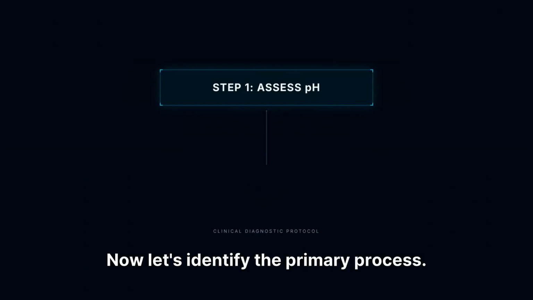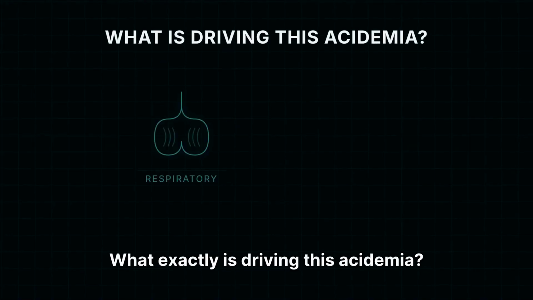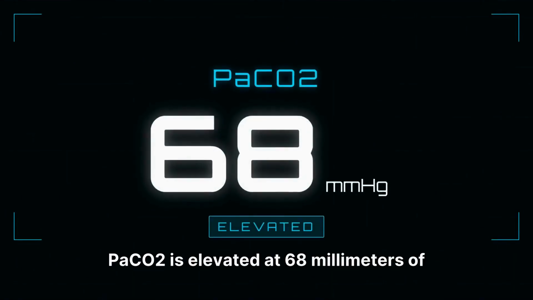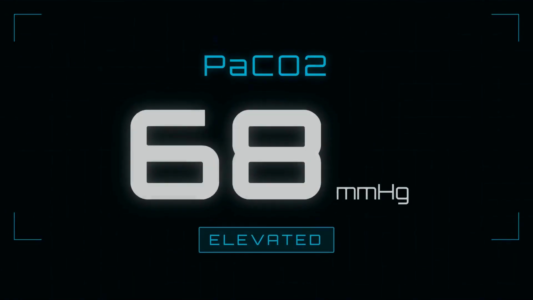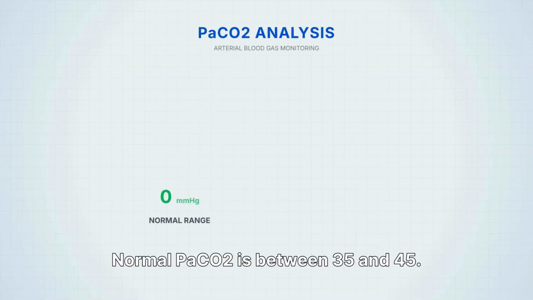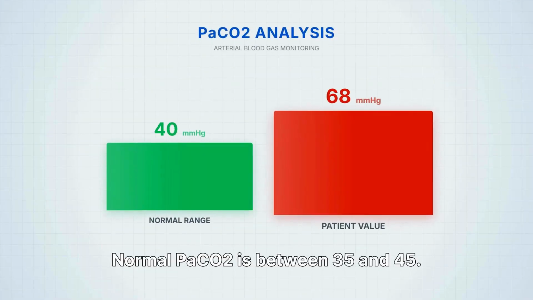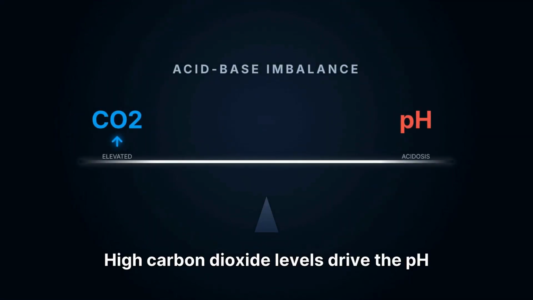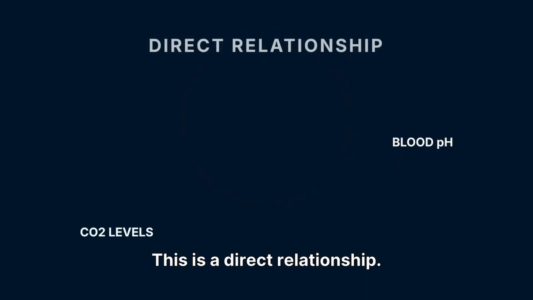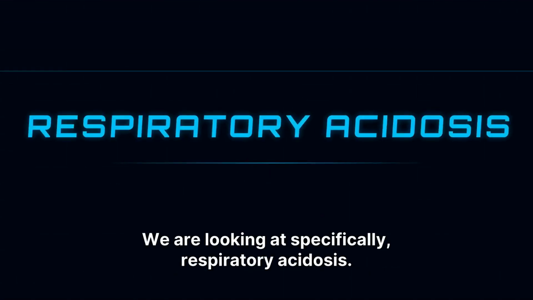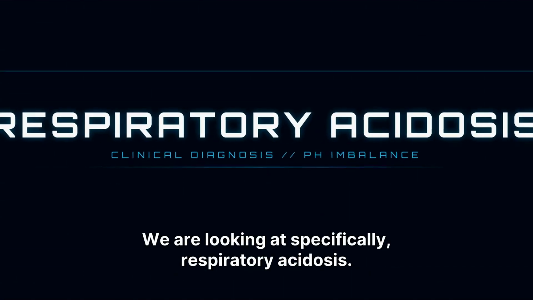Now let's identify the primary process. What exactly is driving this acidemia, lungs or kidneys? PaCO2 is elevated at 68 millimeters of mercury. This represents significant CO2 retention. Normal PaCO2 is between 35 and 45. Our patient's value is well above normal. High carbon dioxide levels drive the pH downward. This is a direct relationship. This points toward a respiratory cause. We are looking at specifically respiratory acidosis.